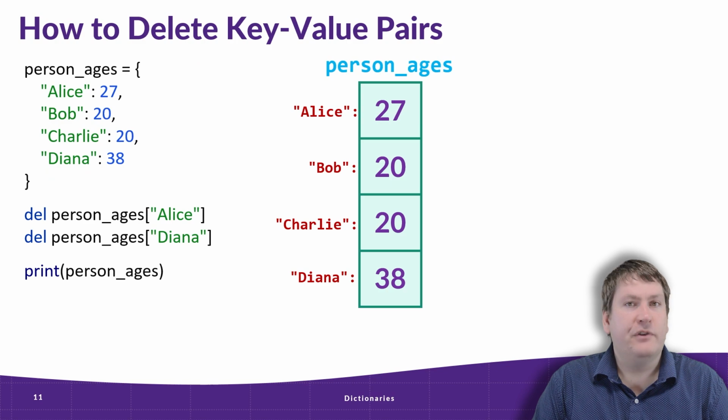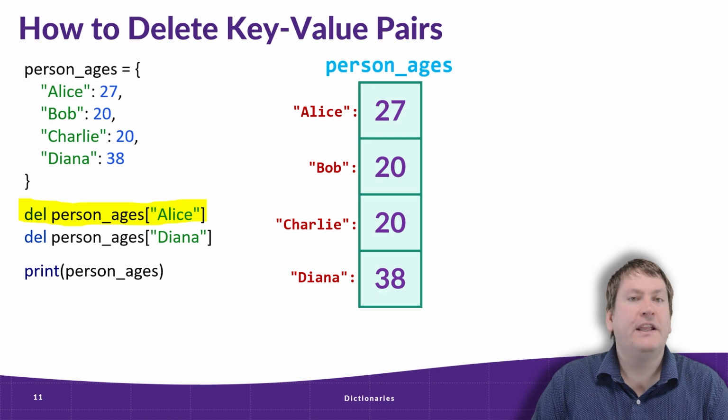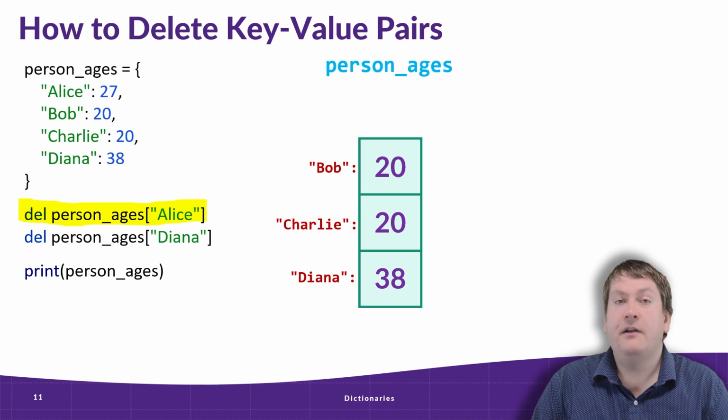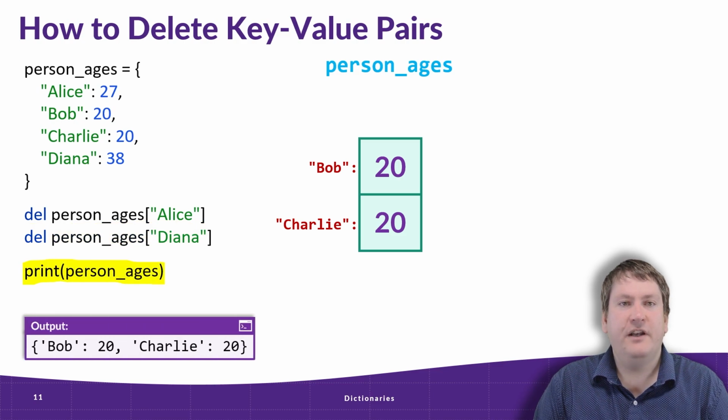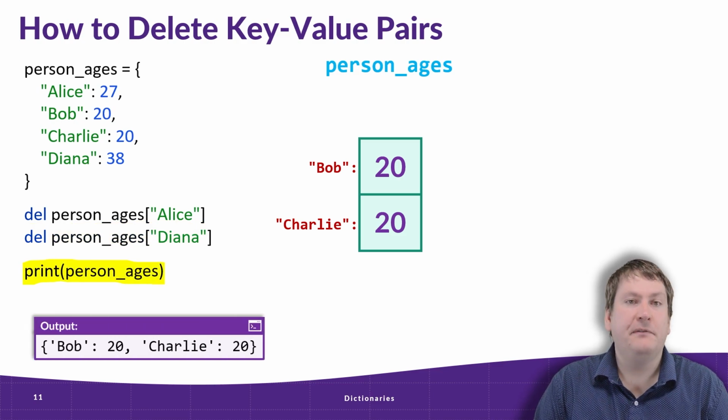So here's our visualization of person ages again. And the first line deletes whatever is currently under key Alice. So it deletes both the key and the value from the dictionary. So this would remove that Alice key value pair. The next line does the same thing, but for the key Diana. So this would remove Diana and the corresponding value of 38 from the dictionary. So when we print out this dictionary, we would get only 2 values in it, Bob 20 and Charlie 20.